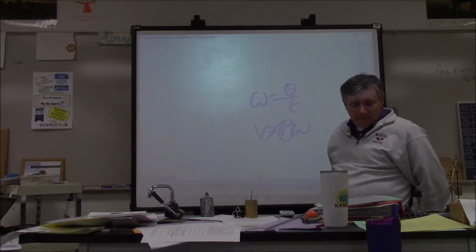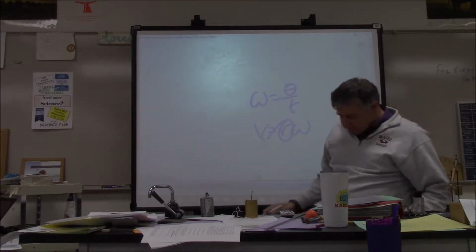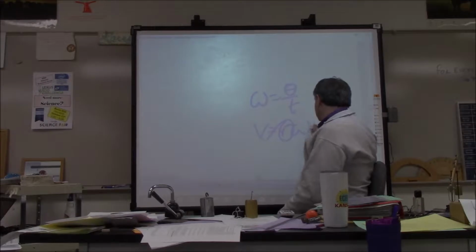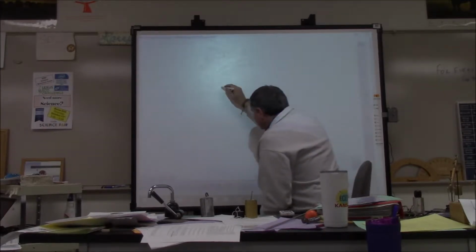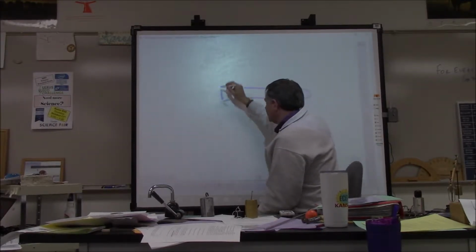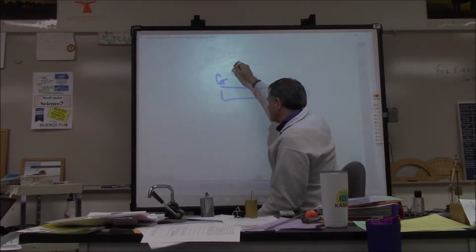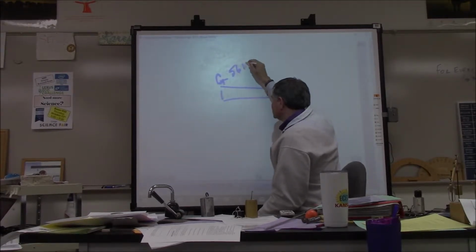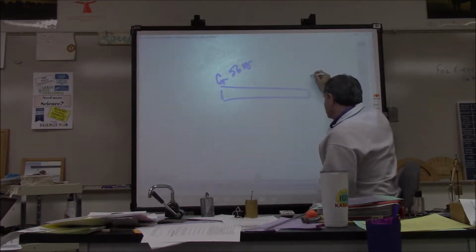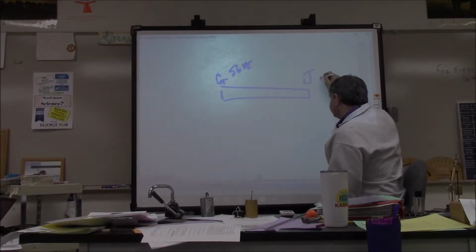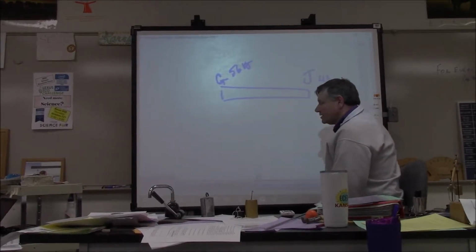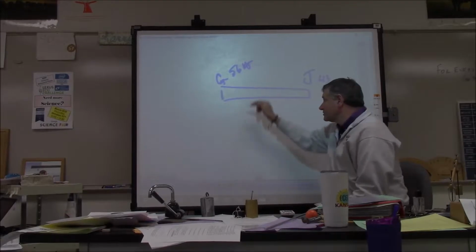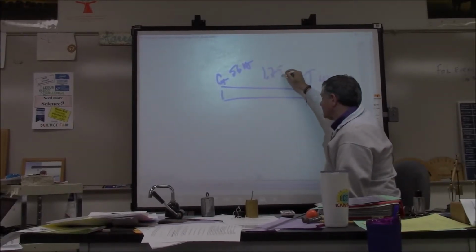Number 10. Okay. So let's talk about number 10. So, here's George. His mass is like 56. And then you've got Joe over here at 43. So you want to balance this thing out. The total length is 1.75 meters.